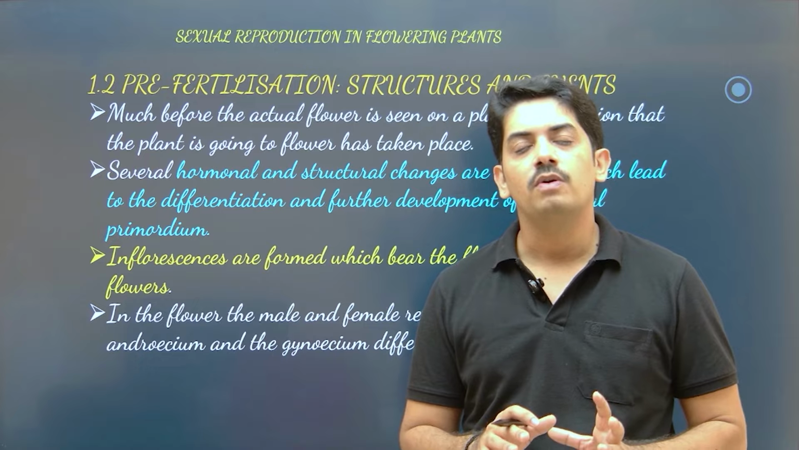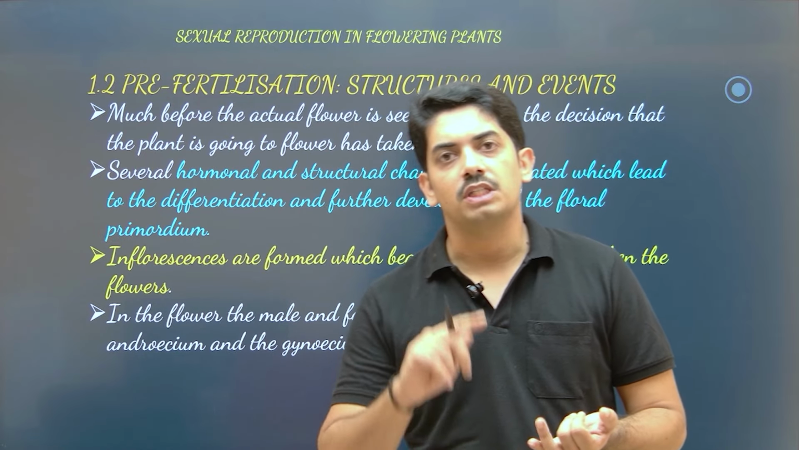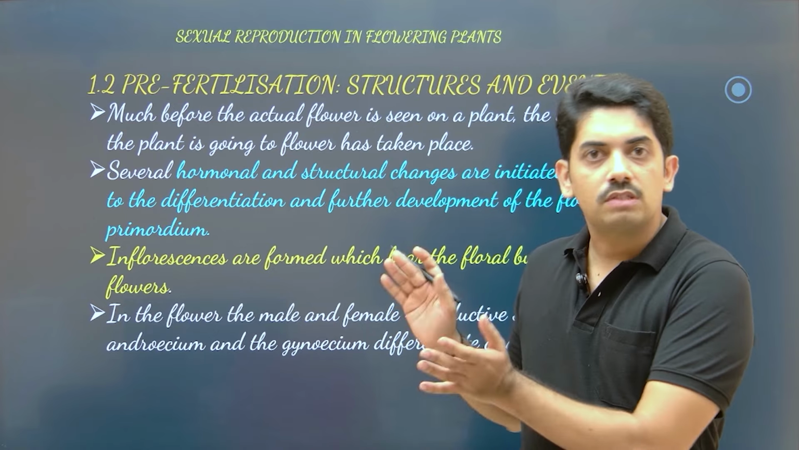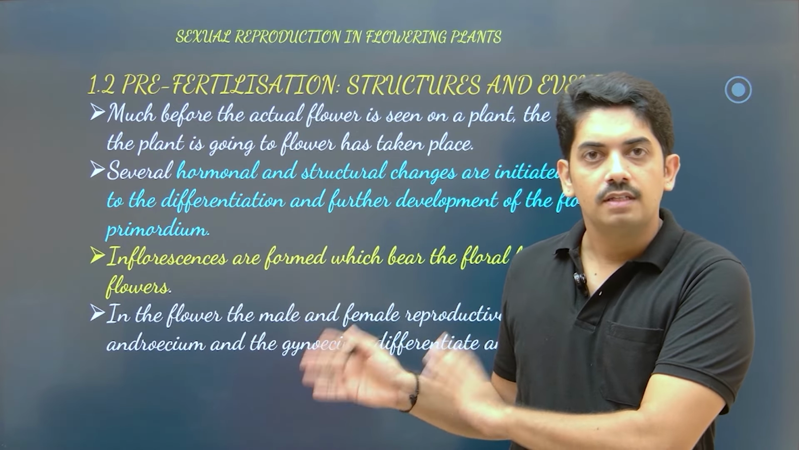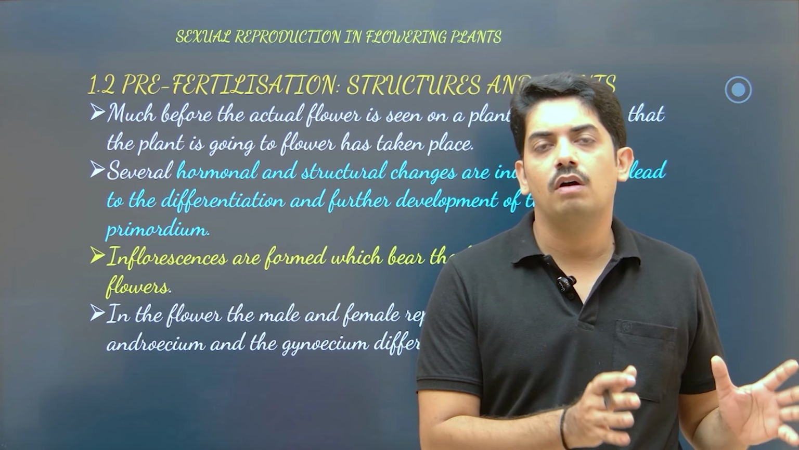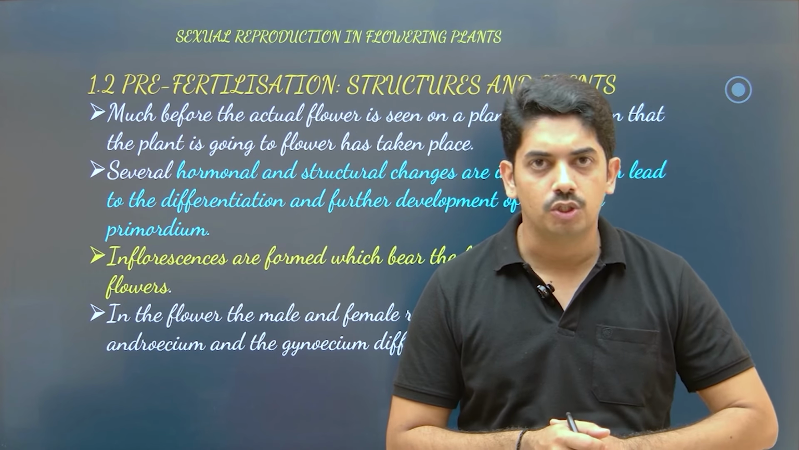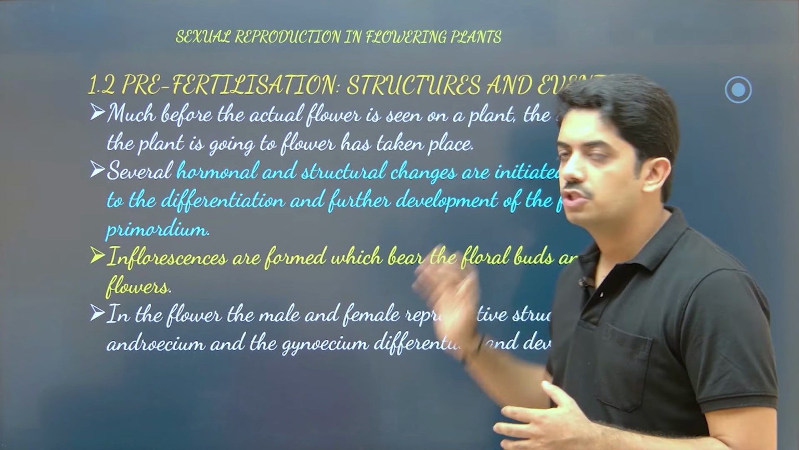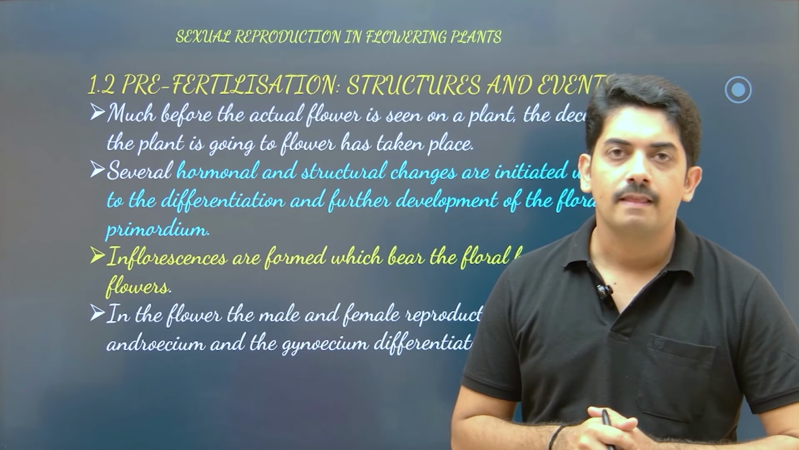So this is how we study the structure of fruit, structure of seed, structure of embryo, all those things in the post-fertilization events, after fertilization. So these are the main segments of the sexual reproduction of flowering plants topic. So let us start with the pre-fertilization structures and events.